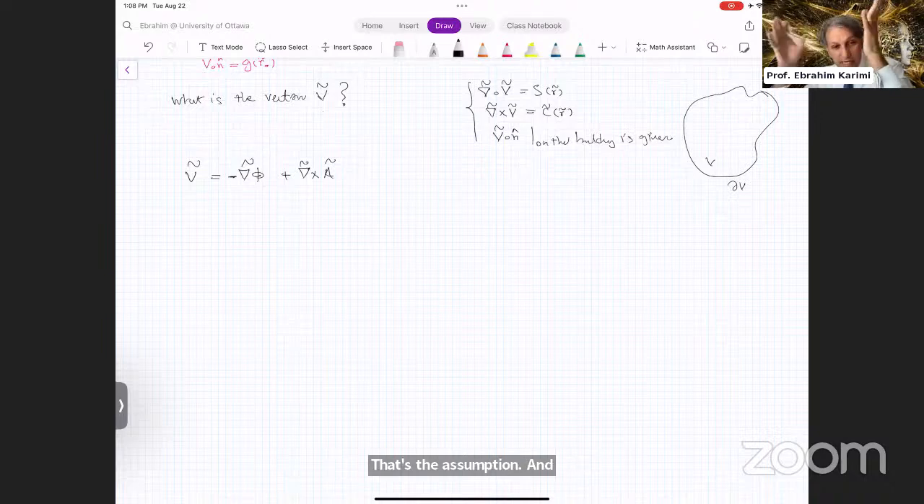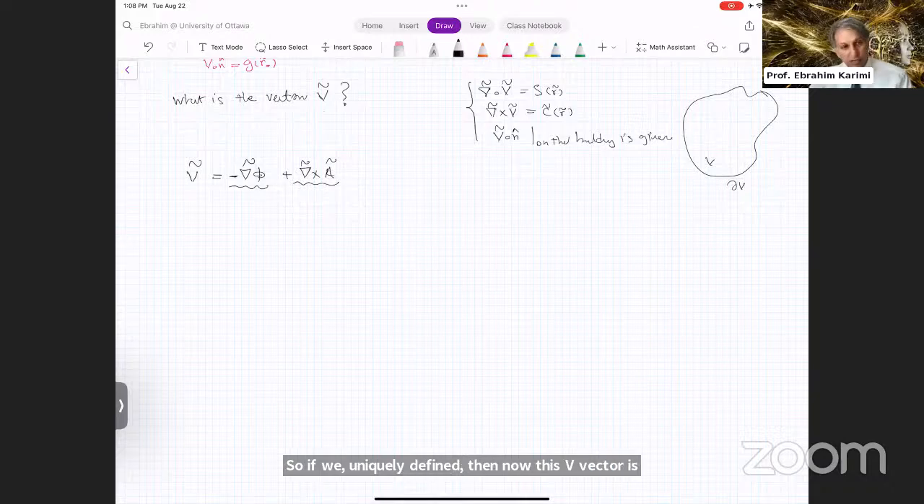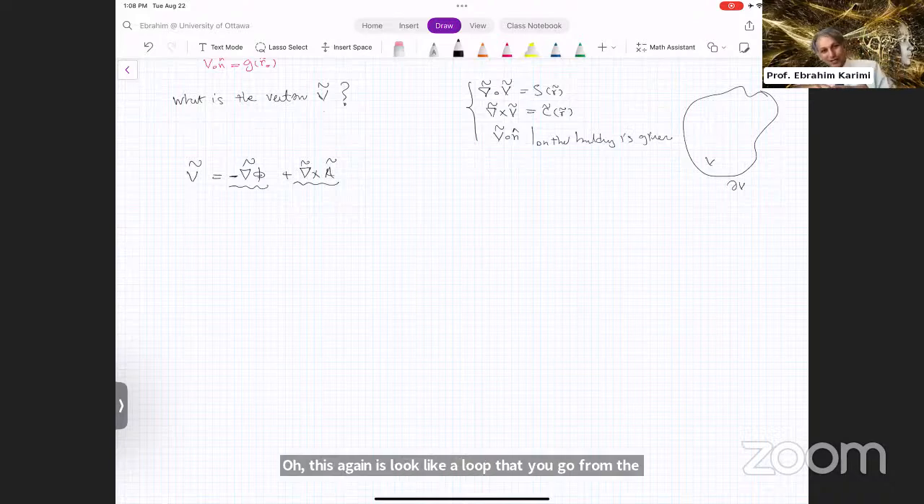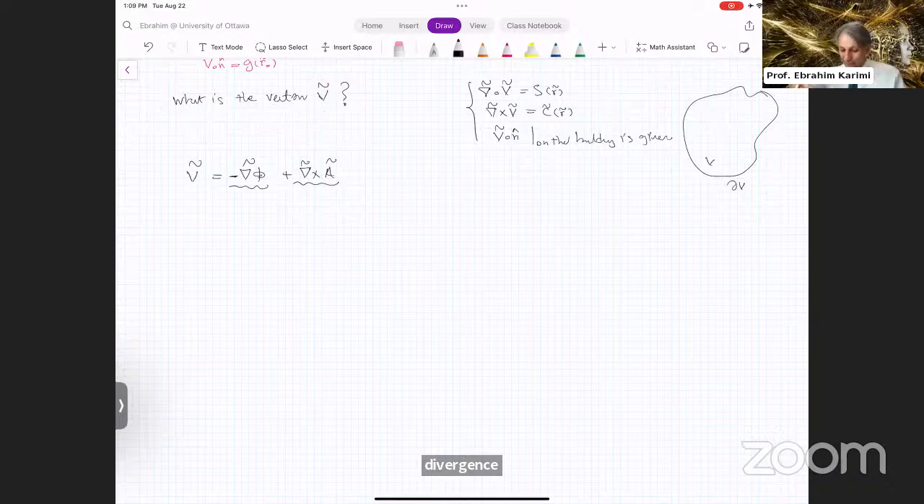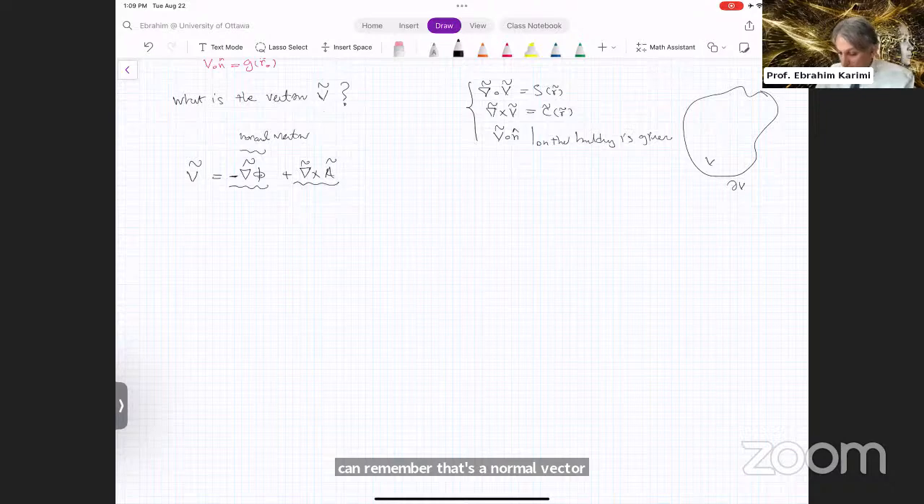So if V is uniquely defined, then this V vector is given by a gradient and a curl. Again, it looks like a loop: you go from the divergence to the divergence of a curl. You say that V is uniquely defined, but now it is given by a gradient and also a curl. Remember, that's a normal vector, and that's a tangent vector. Let's see if that is true.